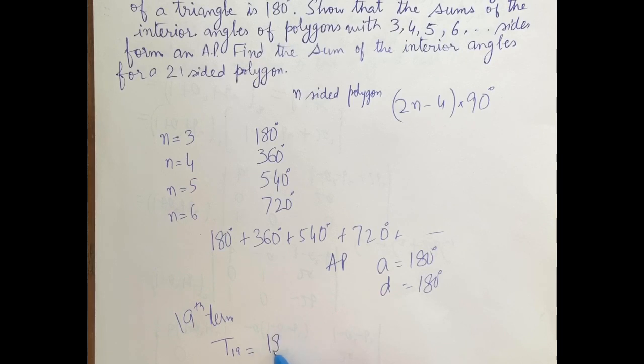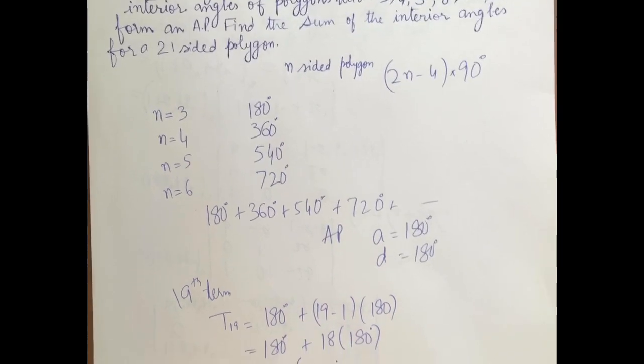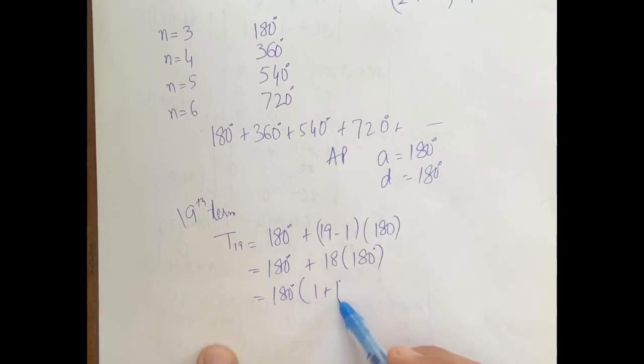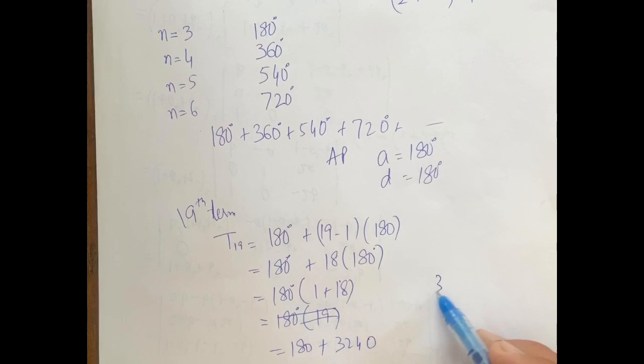This is the first term 180 plus (19 minus 1) into d. d is 180 degrees, so it's 180 plus 18 into 180. Taking 180 common, it's 180 into (1 plus 18), which is 180 into 19. So this is 180 plus 180 into 18, which is 3240, and 180.